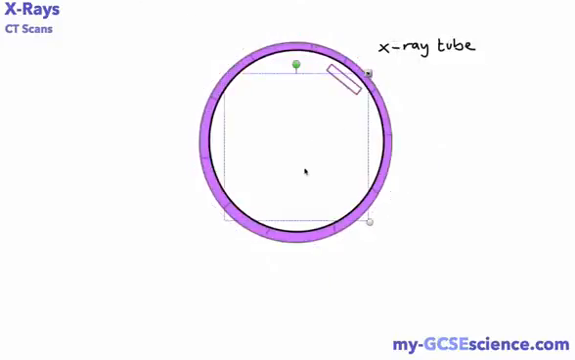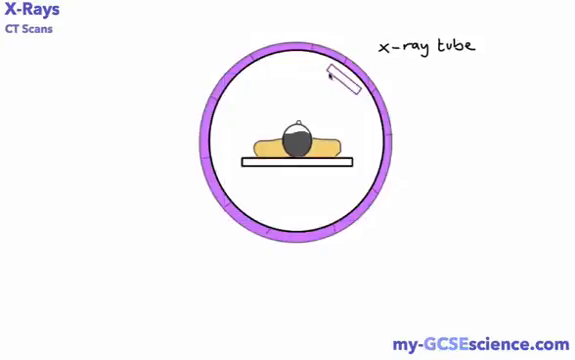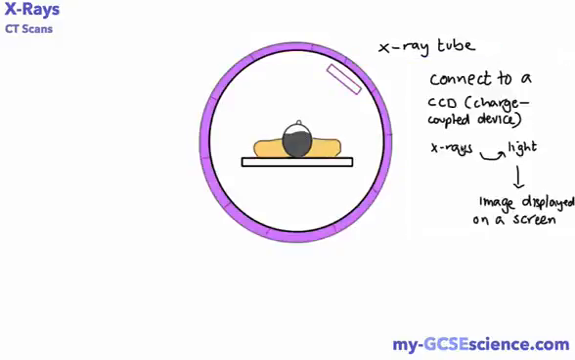Now if we have our person here in the middle, you can imagine that if this X-ray tube goes all the way around, it will take an image from every direction. What we can do next is connect it to something that we call a charge coupled device, and this basically converts the X-rays into light so that we can produce a digital image on a screen of what we see.